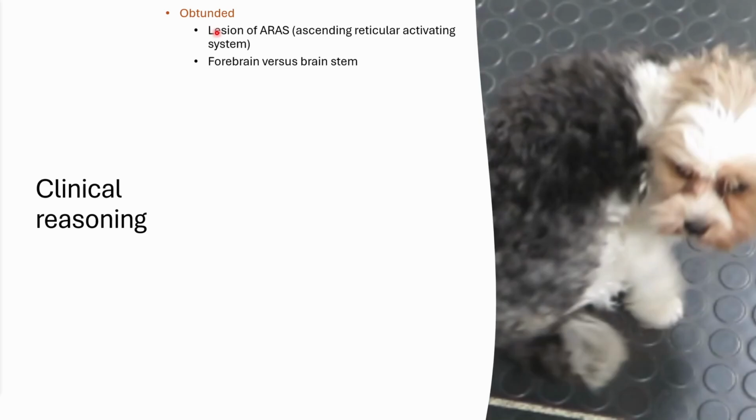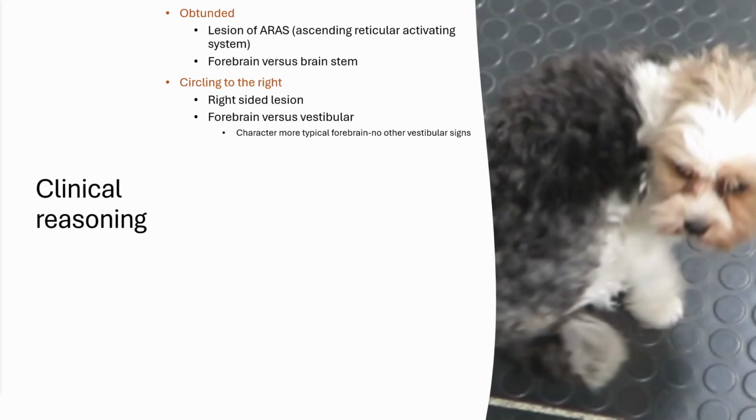Well, first of all, the dog was obtunded. So this told me that there was a lesion. Depressed or stuporous are other words that we can use to describe it, but the most correct word that we use now is obtunded. So this means there's a lesion of the ascending reticular activating system. That's the system that starts in the brainstem and wakes the cortex up. So that doesn't really help us. It could be forebrain versus brainstem. Obviously, it rules out the other brain center, the cerebellum, puts that right out of the picture.